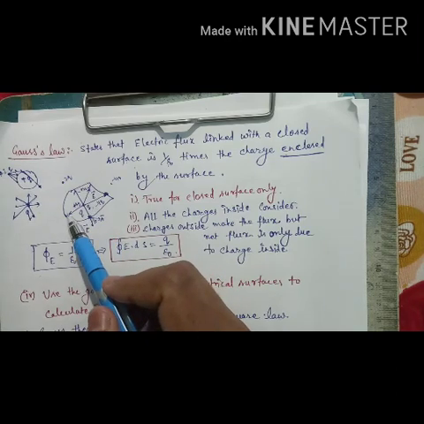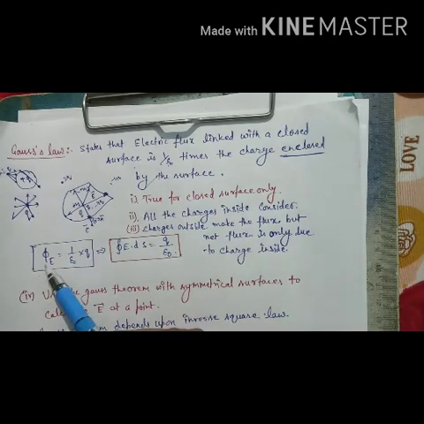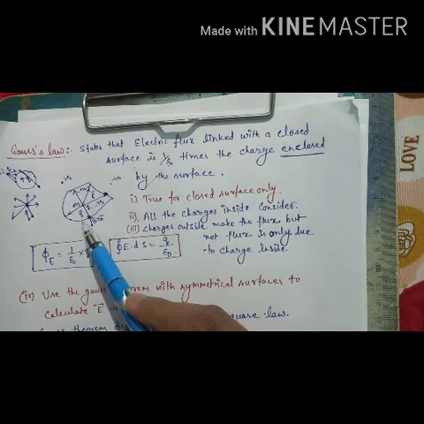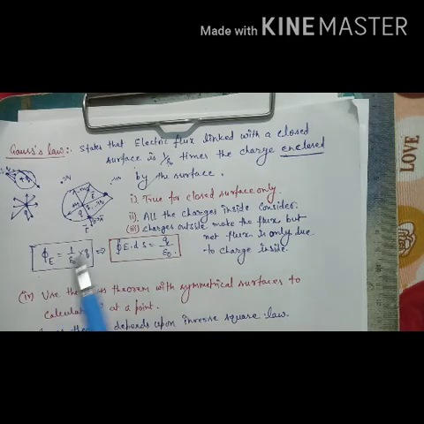How can we calculate how much the electric flux is? We found this out in the previous video. Electric flux phi E is equal to E dot A, or we can say E A cos theta. So phi is equal to the integral of E dot ds.